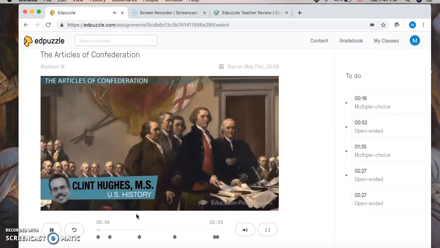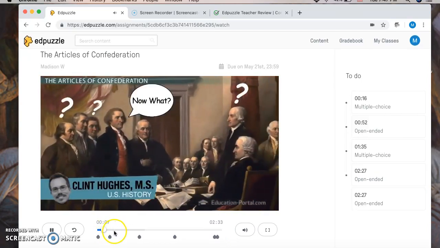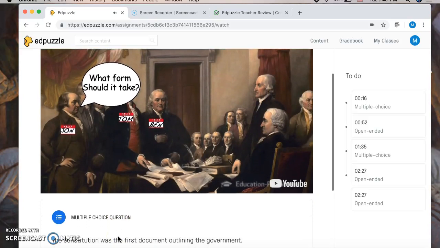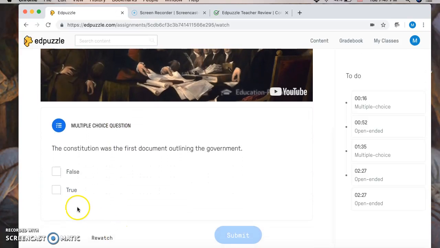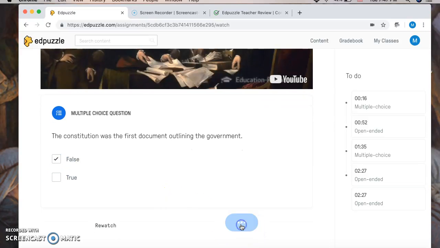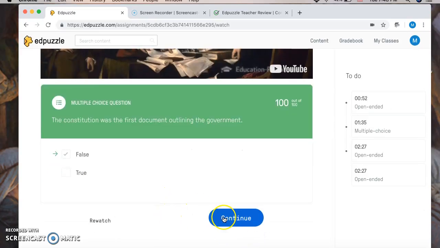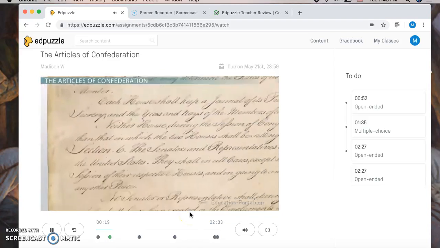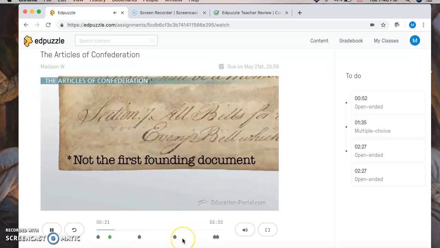We declared independence, so now what? The new nation is going to need some form of government. It is important to realize that the Constitution was not the first founding document after independence.